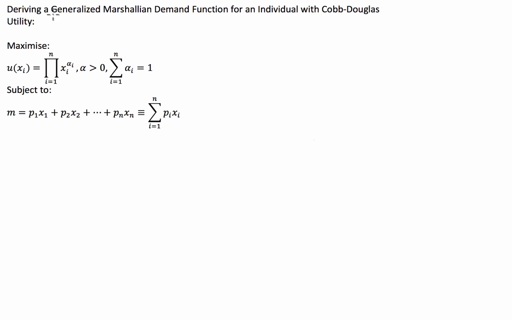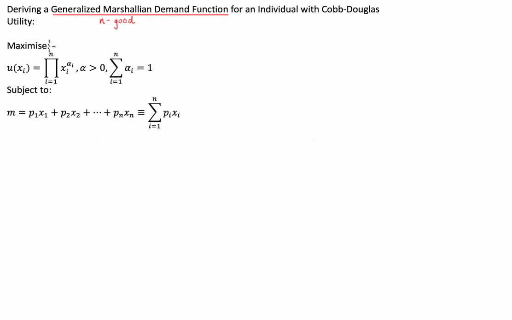When this question is asking us for a generalized Marshallian demand function, this isn't for a particular number of goods. We have to be able to pull out a Marshallian demand function that can be extrapolated to an n good scenario, with Cobb Douglas utility. Let me just go through some of the notation for you.